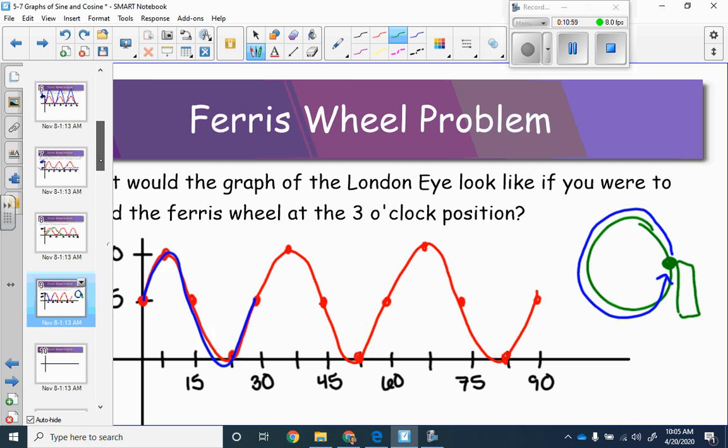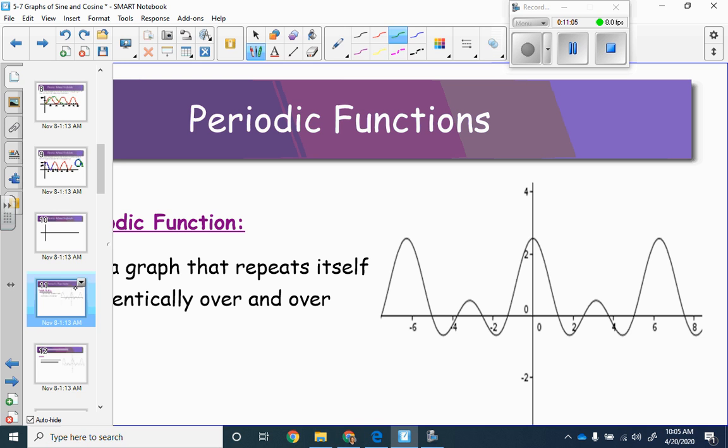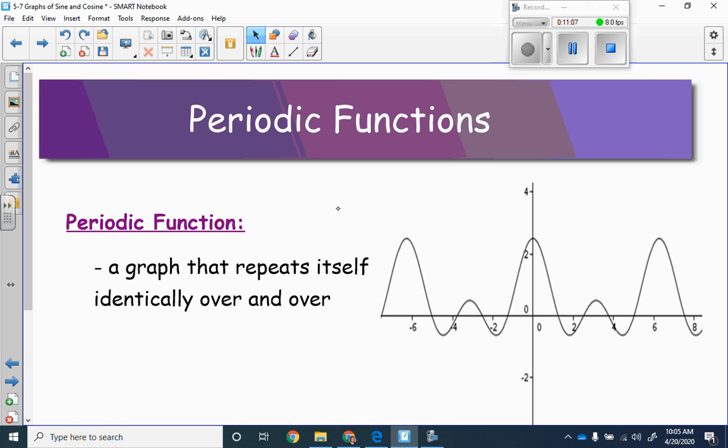Alright, so now, with that being said, we are going to get into a couple new vocabulary terms to go along with what are called periodic functions. We're going to take a look at periodic functions, as well as some functions that are called, it's kind of a fun word, sinusoidal functions. So the first thing that I want to get into is, what is a periodic function?